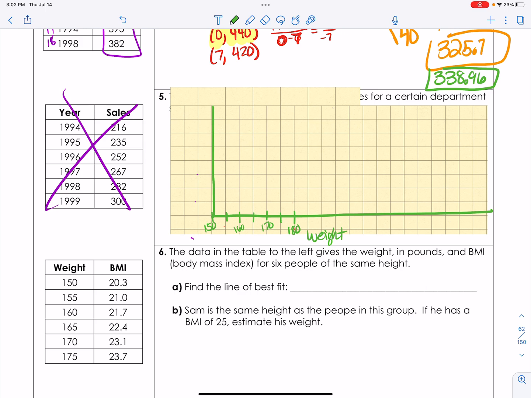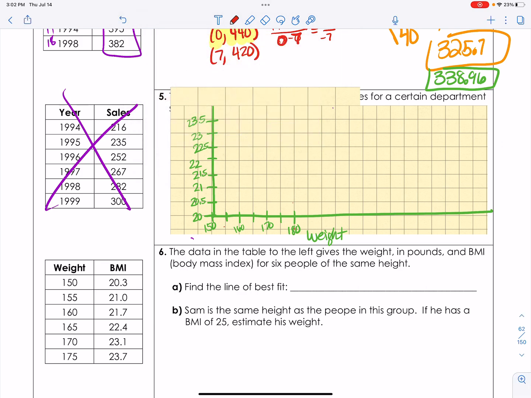And then if I go up the side, I'm going to make this bottom be 20, and then 20.5 and 21, and 21.5 and 22, and 22.5 and 23, and 23.5, and so on. I was just trying to stretch that out a little.